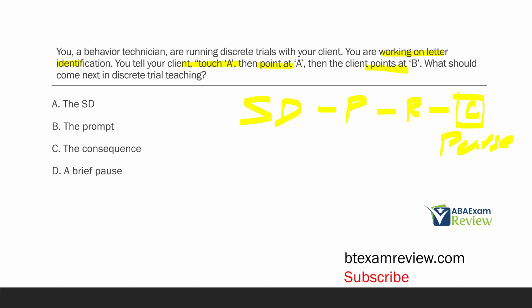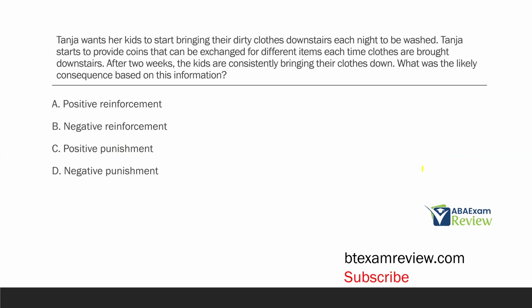We give the instruction, we give the SD. If a prompt is necessary, we then prompt. If not, then we just wait for the response. We provide the consequence. Following the consequence, brief pause, and we start again. This is the essence of discrete trial teaching. So if the client has engaged in the response, the next thing in the sequence, I should say, is going to be the consequence.